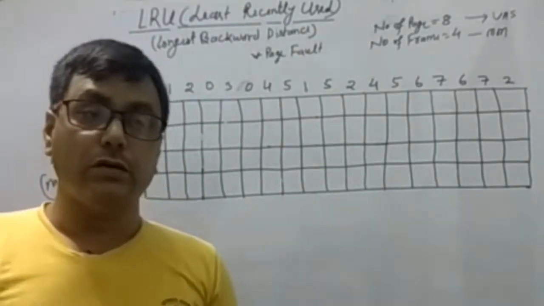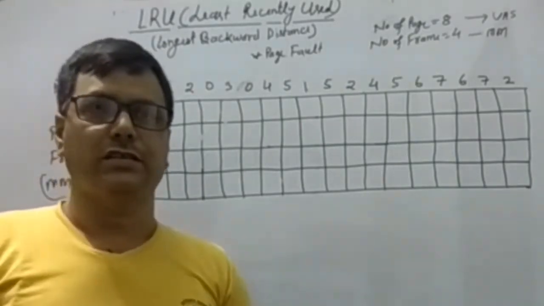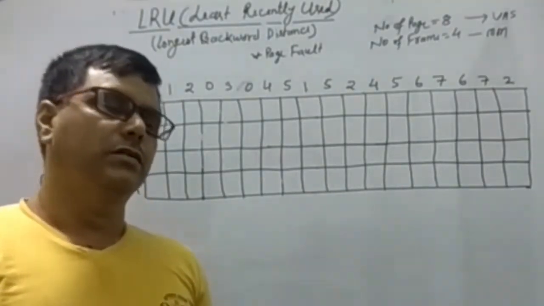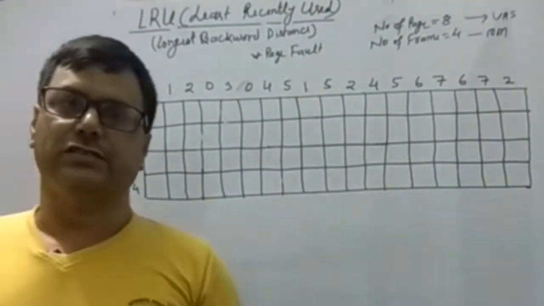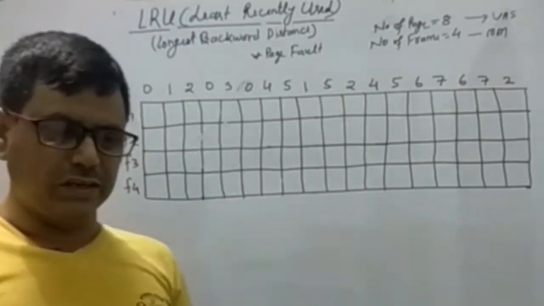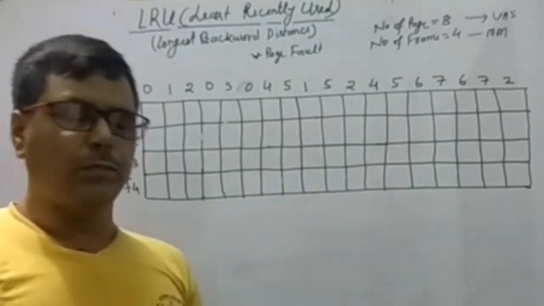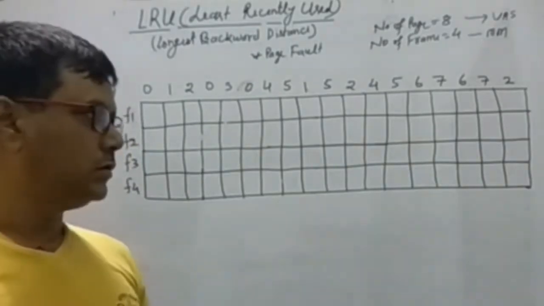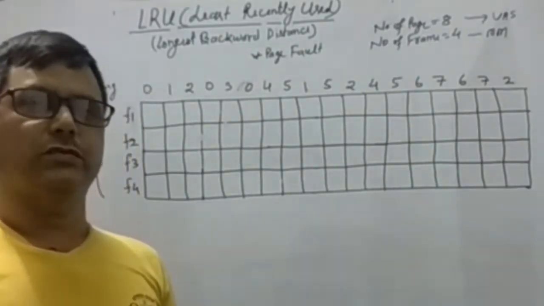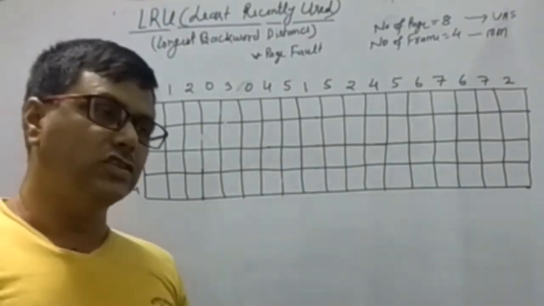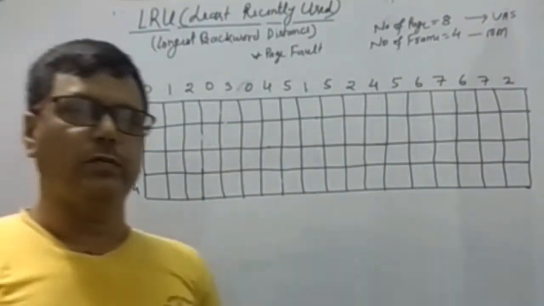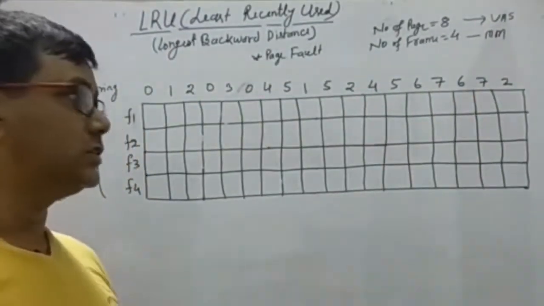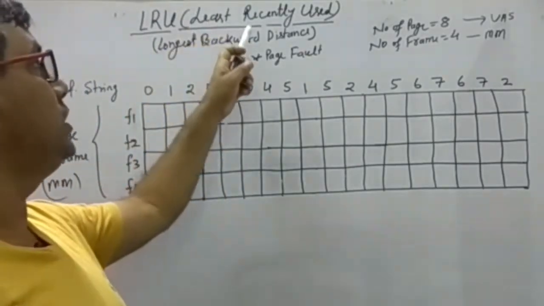But the question here is, which page frame do we need to replace? And the answer is decided by the page replacement policies. There are many page replacement policies, of which some popular ones are FIFO, first in first out, which I have already told about in our previous video lectures, and optimal page replacement, which we will discuss in our next video lectures. Right now we are going to discuss LRU, least recently used.